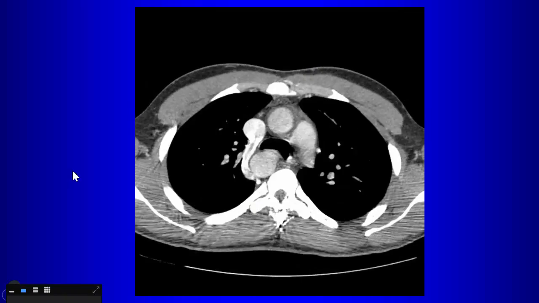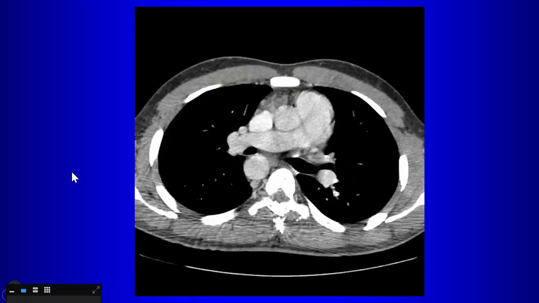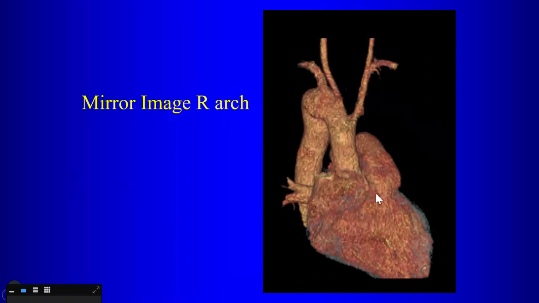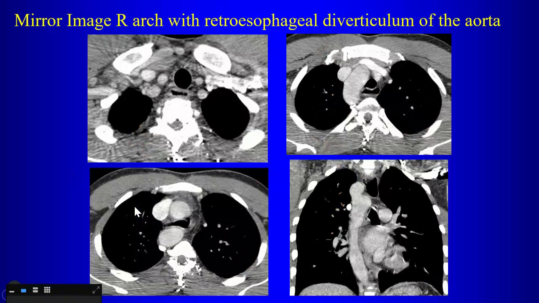Unfortunately. So what's going on here? How do we explain this, right? Mirror image branching. An adult with mirror image branching who does not have congenital heart disease. Right? So in this particular variant, what we find along the descending thoracic aorta is this retroesophageal diverticulum, and the embryology explains what's going on here. We'll get to that in a second. But when you have an adult with mirror image branching and no congenital heart disease, look for this. You will find this retroesophageal diverticulum coming off the descending thoracic aorta.